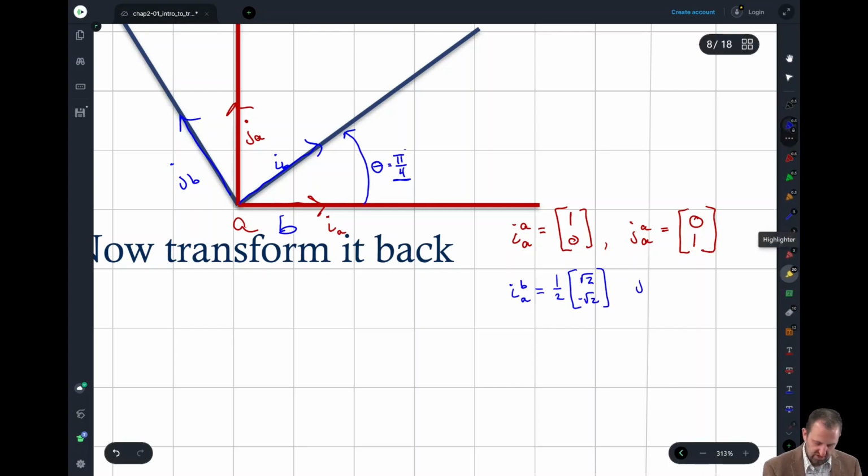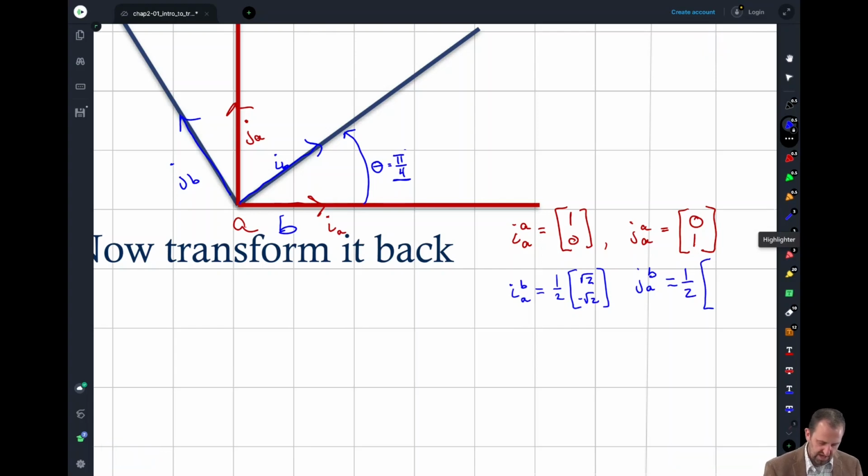And then we'd have J^A in frame B is equal to, and again, I'll put the 1/2 out front. J^A, again, it's in the positive direction of I in frame B, so we'd say that this is the square root of 2. And it's also in the positive direction of J for frame B. So we'll say this is the square root of 2.